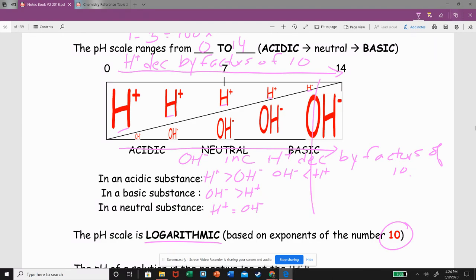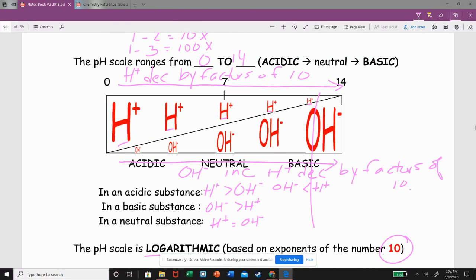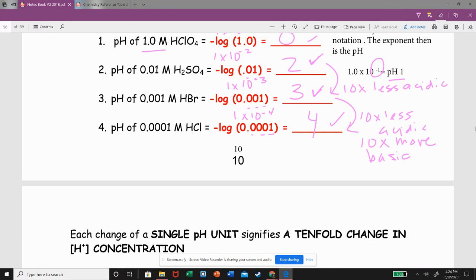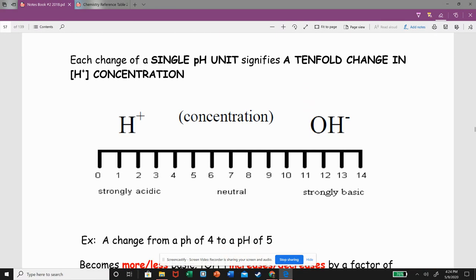So, oops, don't mean to do that big draw there. And let's just try to erase that. Okay, so now let's go back down here. So now every single pH unit signifies what we call a 10-fold change, which just means multiples of 10 change in H plus concentration. So now let's look at some examples.